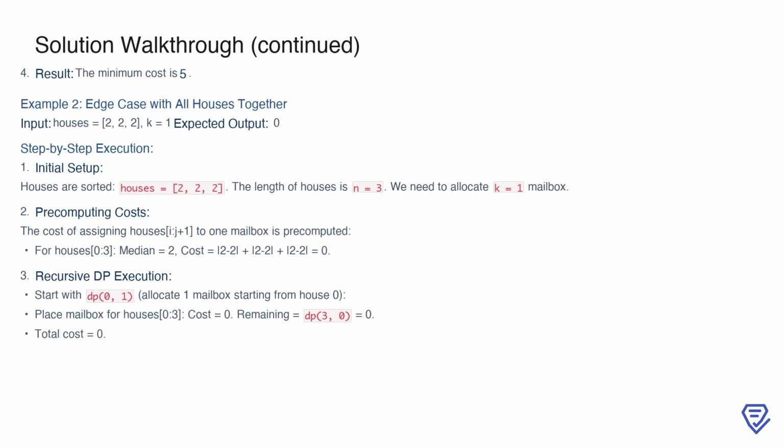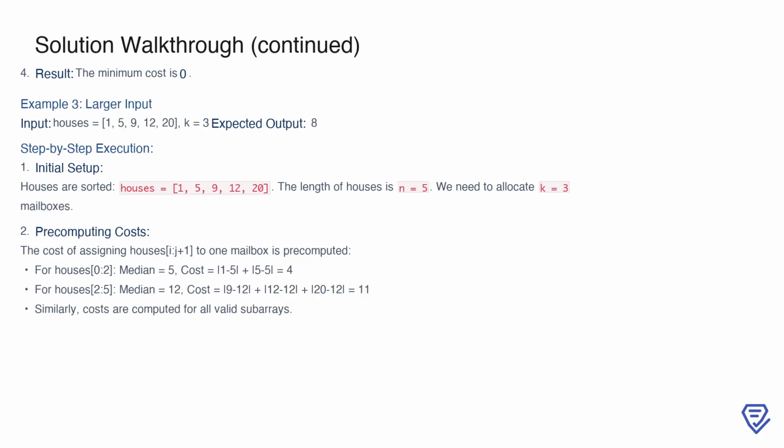Using dynamic programming, we start with dp[0][1], which means allocating 1 mailbox starting from the first house. Assigning the mailbox to all 3 houses gives a cost of 0, and the remaining problem dp[3][0] is trivially 0 because no houses are left. The total cost, therefore, is 0, which is the minimum cost for this configuration. The result for this edge case is that the minimum cost to allocate 1 mailbox for houses at 2, 2, 2 is 0.